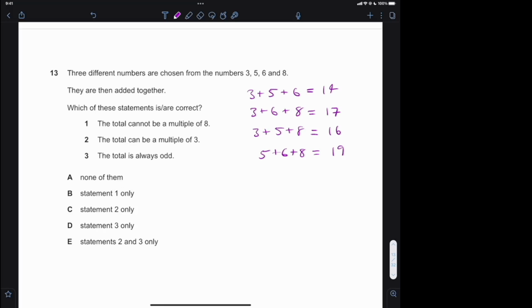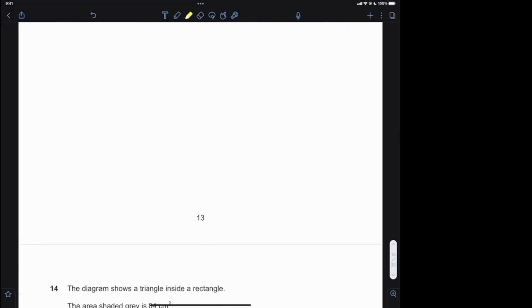So the total cannot be a multiple of 8. Well, we see we have a multiple of 8 here. So it can be a multiple of 8. So statement 1 is wrong. Total can be a multiple of 3. Well, I don't see any multiples of 3 here, so that's wrong. And the total is always odd. Well, we have 14 and 16, so that is also incorrect. Alright, so it seems as though the statements that are true are none of them. Option A. Alright, and that is question 13 done and dusted.